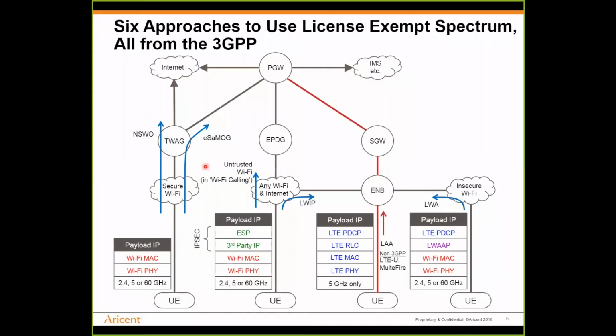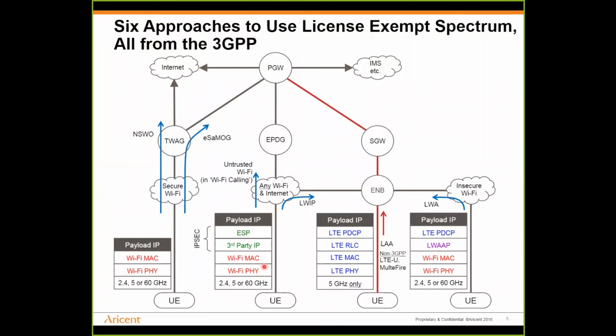But here we have eSAMOG, which is a way by which a mobile can connect to the mobile packet core. There is this system by which any UE coming in through any kind of Wi-Fi can go in through the enhanced packet data gateway to the enhanced packet core. Now, this may not sound very useful, but this is the backbone of what is called Wi-Fi calling, and that's been deployed. It's seeing deployment all over the US and bits of Europe.